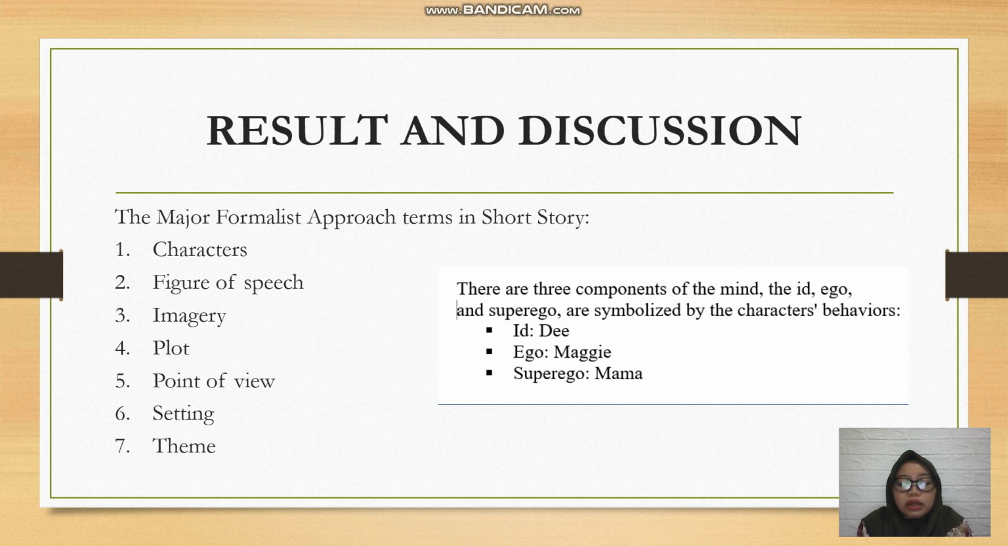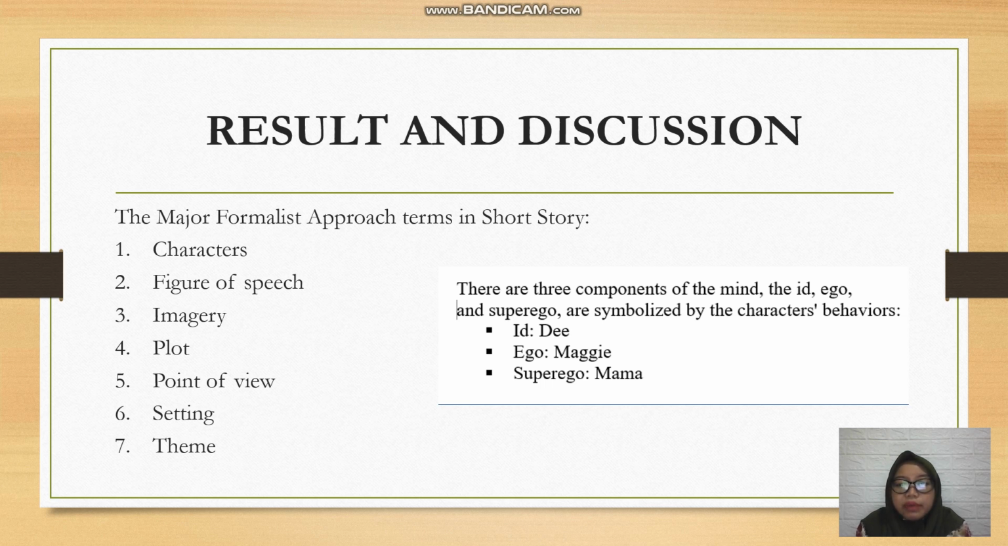The fourth is plot. The story begins with Mama and Maggie getting ready for the visit. They are waiting for Dee, and Mama reflects on how her attitude toward them changed as she became more educated. The fifth is point of view. The short story uses a first person point of view. And the sixth is setting. This story takes place in a rural area in Georgia, and it was set in Mama and Maggie's childhood house. The last is theme. The concept of this short story is about a person's relationship with their ancestors.